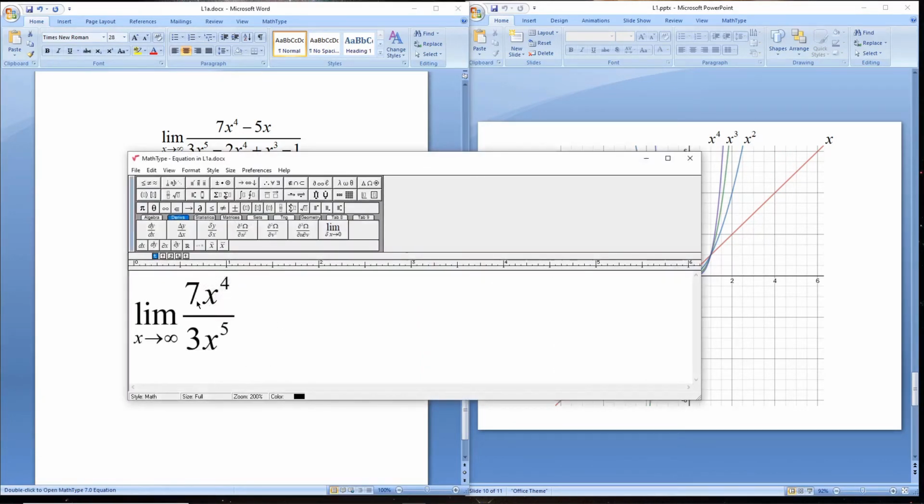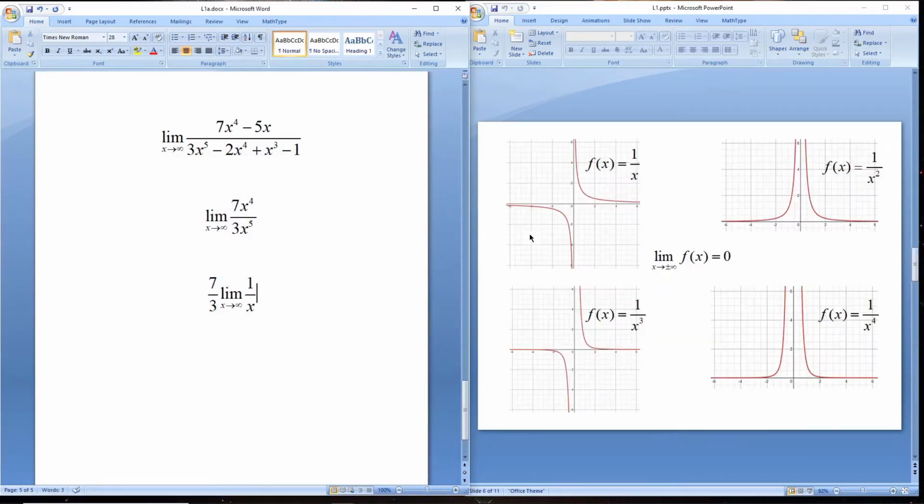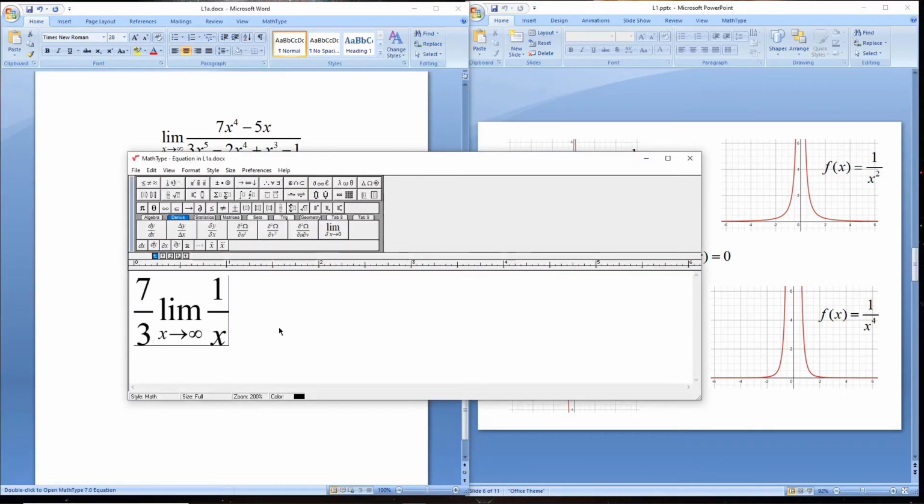So the 7/3, that's a constant. We pull that outside the limit. And x to the fourth over x to the fifth will reduce to 1 over x. And 1 over x, well, that's from then back to these functions. We know the limit of 1 over x as x goes to infinity is 0. And then 0 times 7/3 will get us 0. And that's our limit.